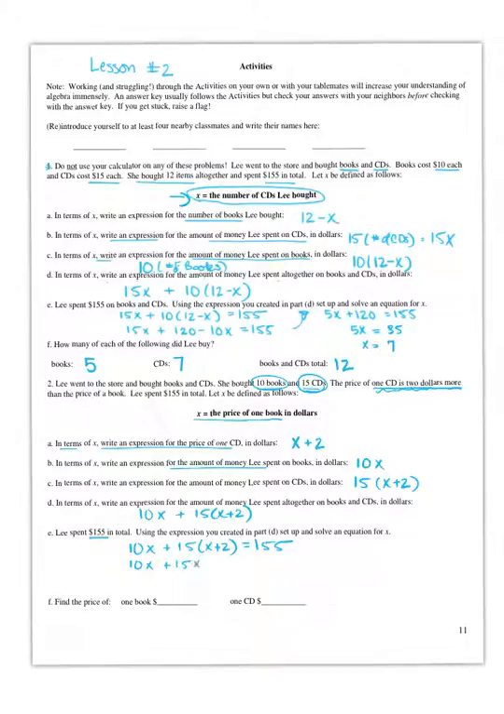Distribute the 15. And combine our like terms. Solving for X, we see that X is equal to 5. X was defined as the price of a book in dollars, so we know that one book costs $5. The CD is $2 more, so the CD will cost $7.